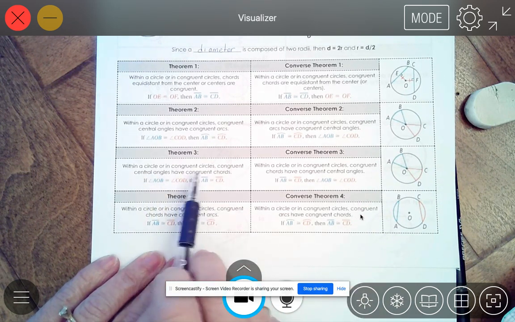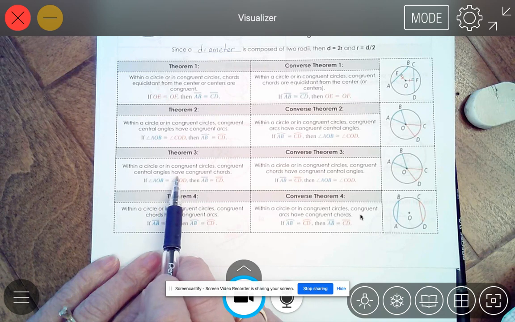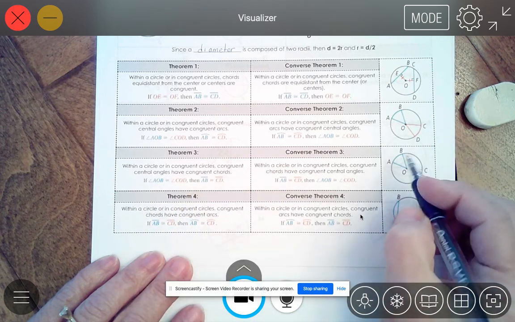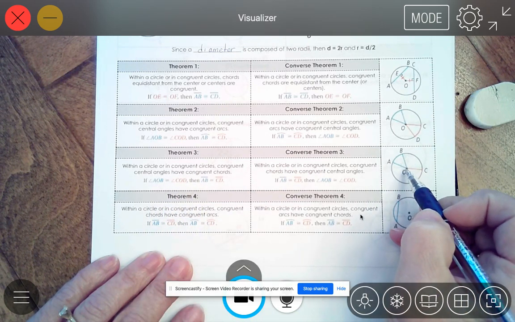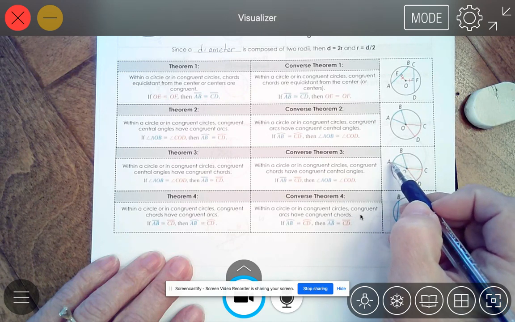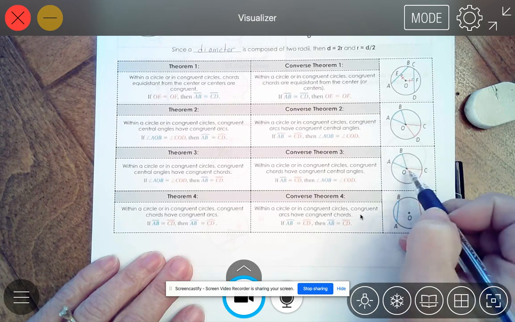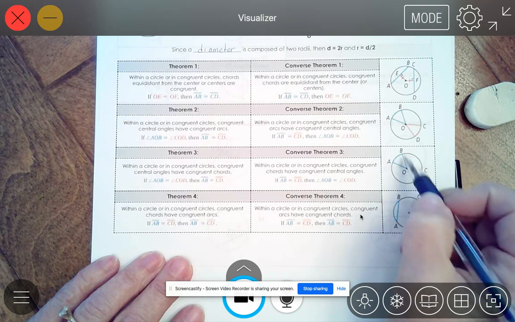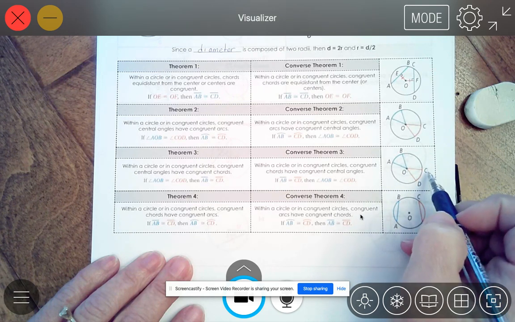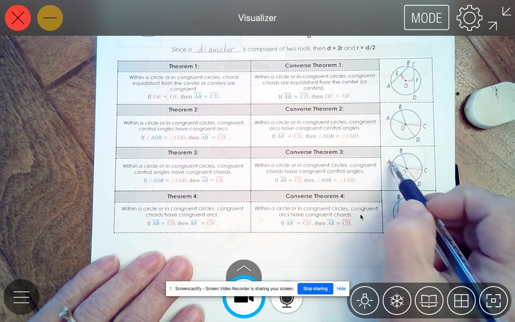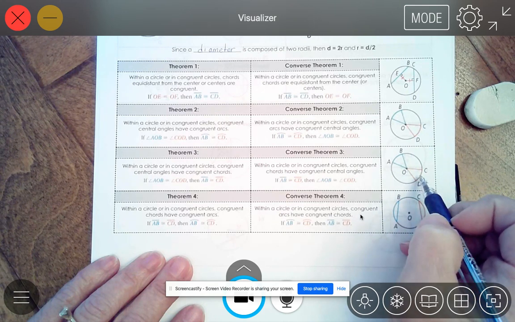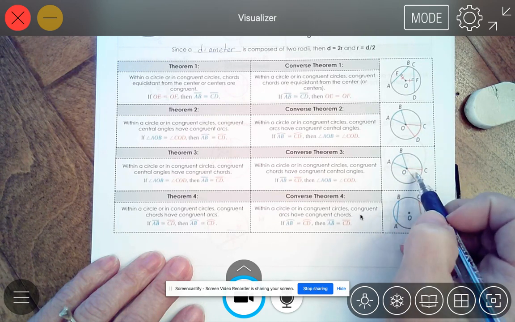Within congruent circles, congruent central angles have congruent chords. Okay? So if angle AOB is going to be congruent to angle COD, then AB is congruent to CD. Then the chords are the same.